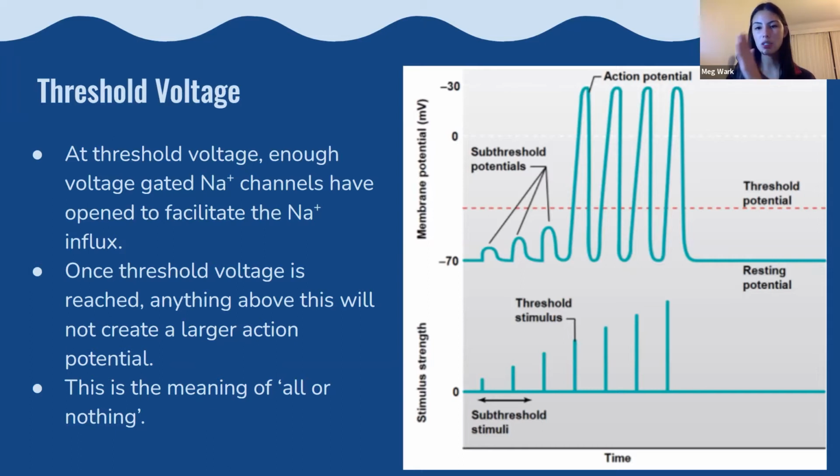Then you can see the action potentials. So suddenly threshold stimulus is increasing, which means that we've reached threshold potential, but all of your action potentials are the same strength. So if you look at the bottom graph, that's representing the threshold stimulus. So you can see even though the threshold stimulus increases, the action potentials stay the same size. They can't get any bigger once you reach threshold potential.